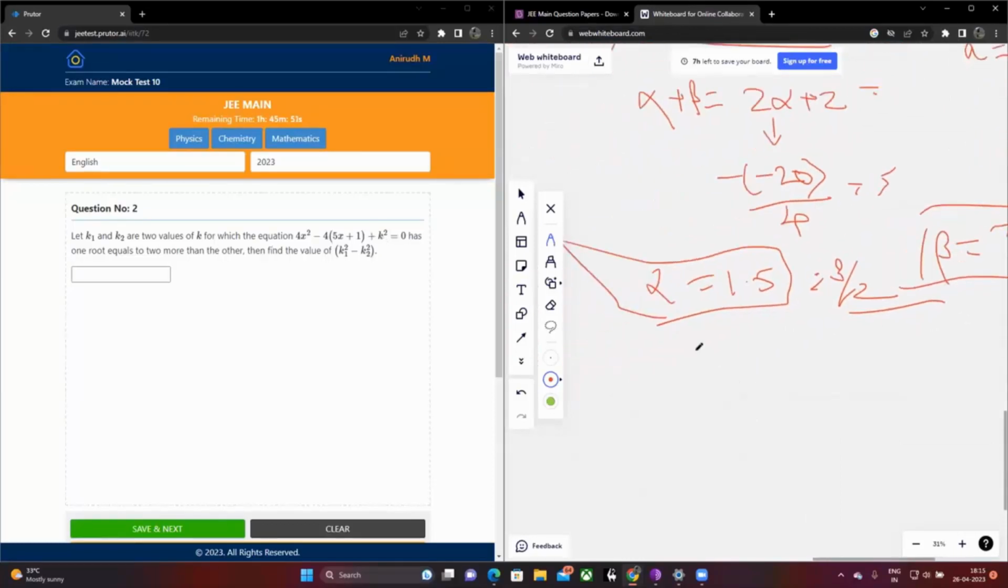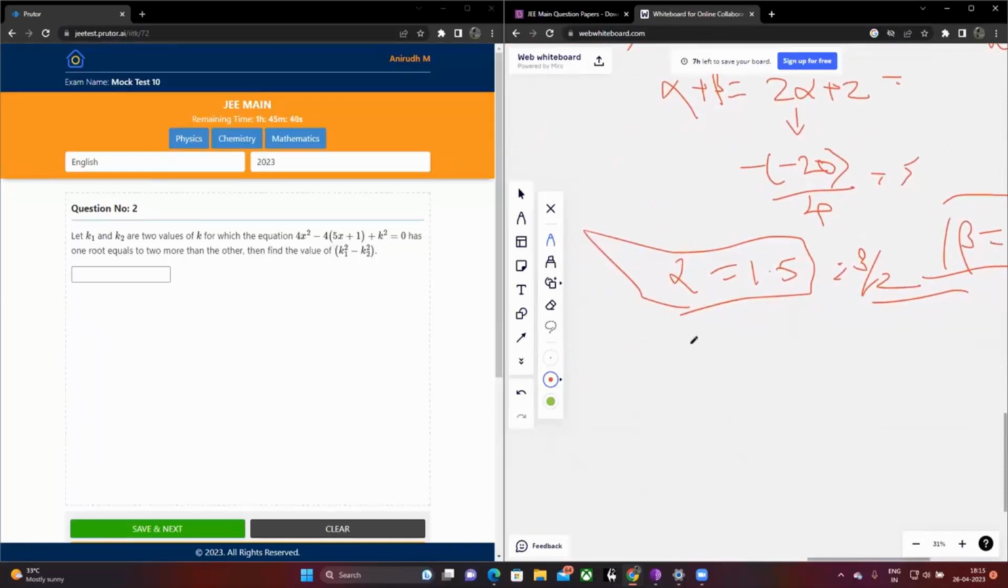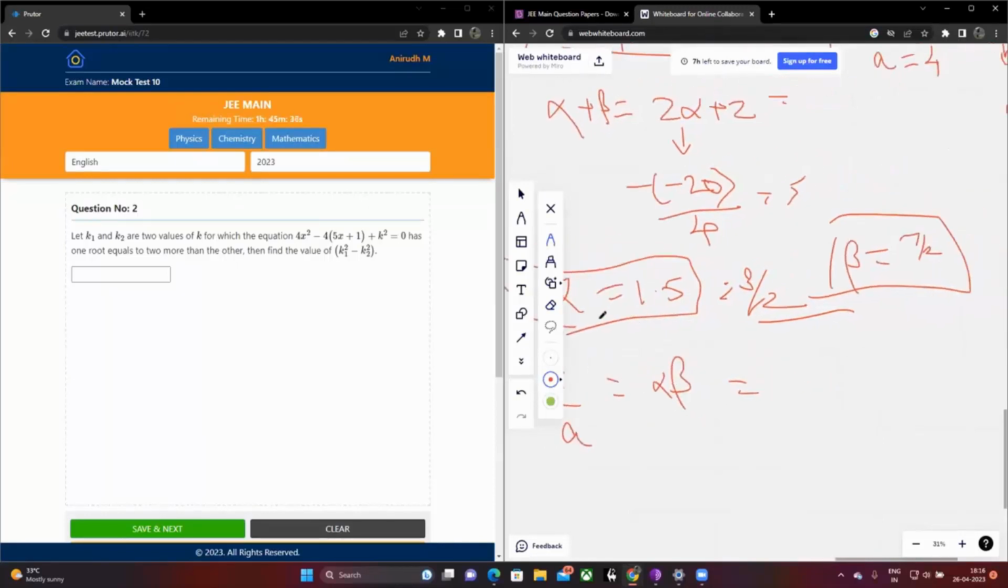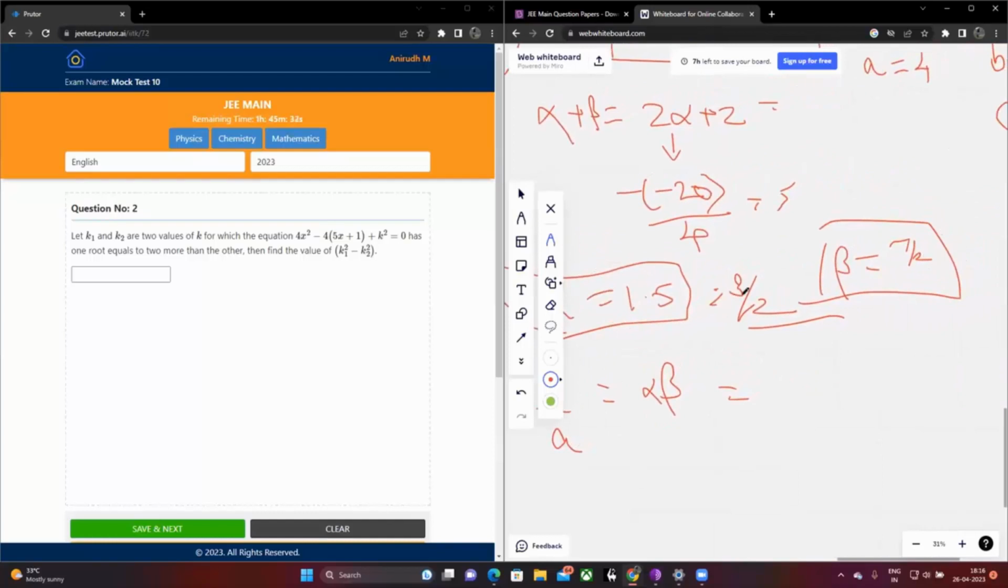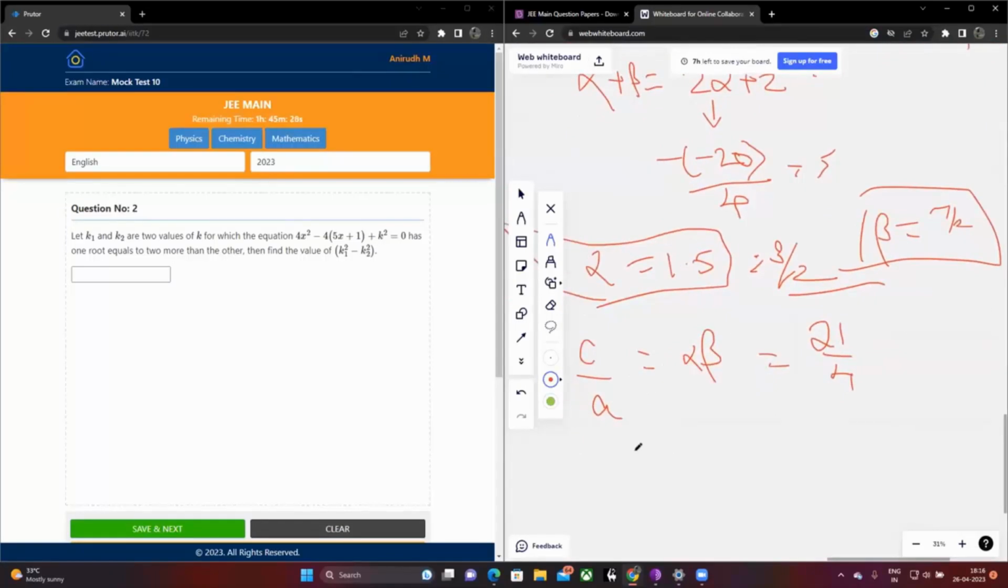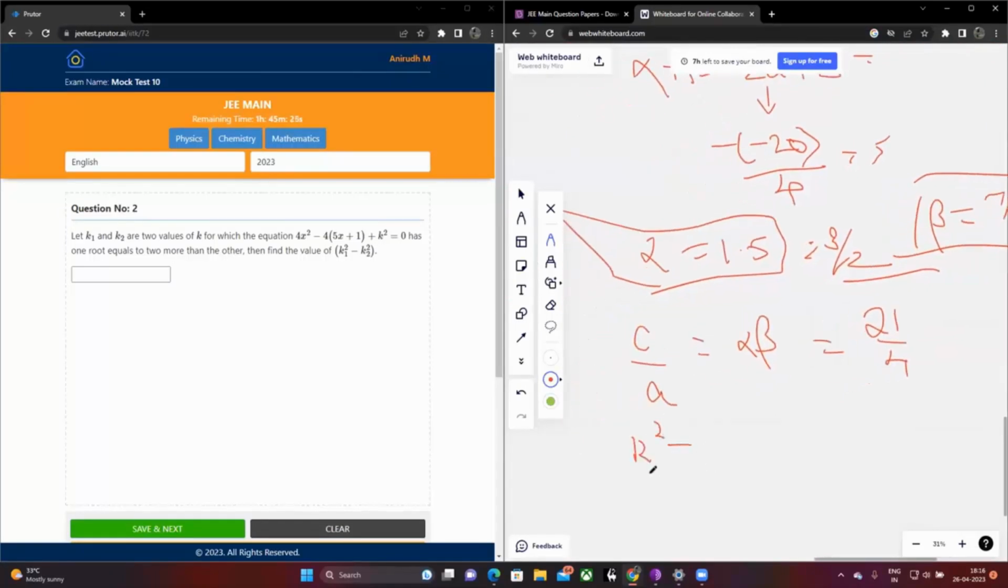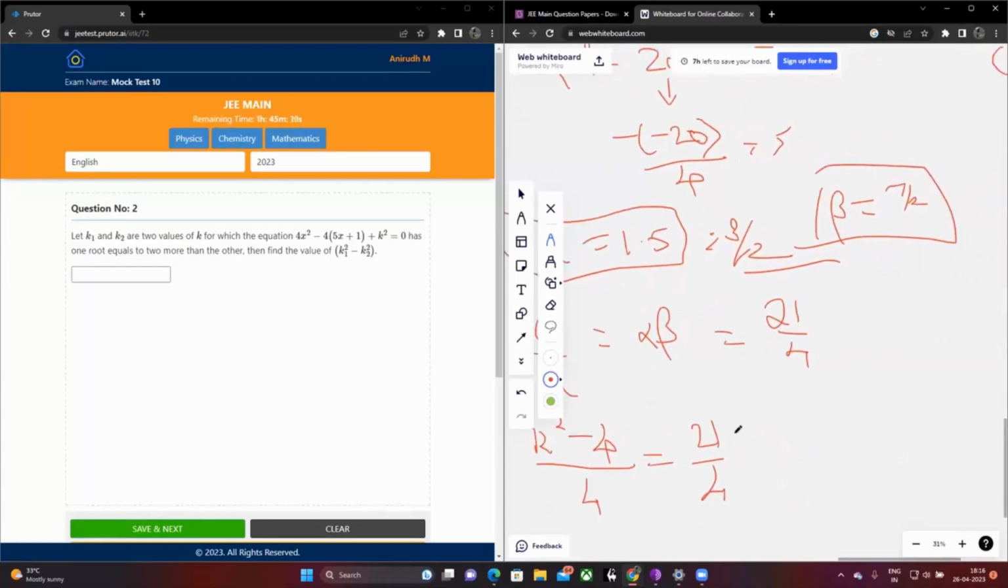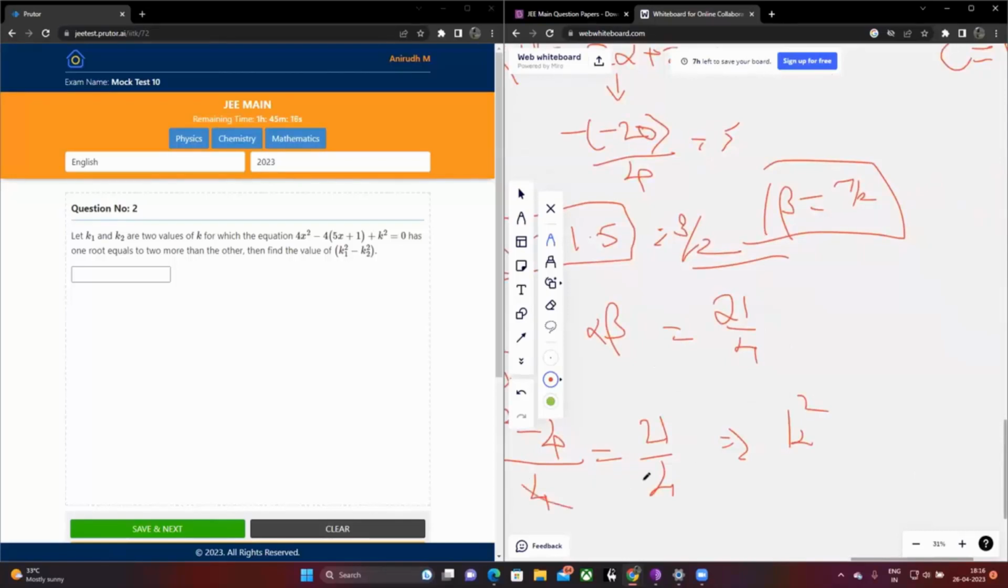So now we just have to find out the value of k squared, right? For which I have to find the value of c. C by a is equal to alpha beta, as you all know, which is basically here 1.5 into 3.5, that is 3/2 into 7/2, that is 21 divided by 4, right? And c is k squared minus 4, a is 4, this equals 21 divided by 4. Thus k squared, this 4 gets cancelled, k square is equal to 21 plus 4, that's 25, and so k is equal to plus or minus 5, right?